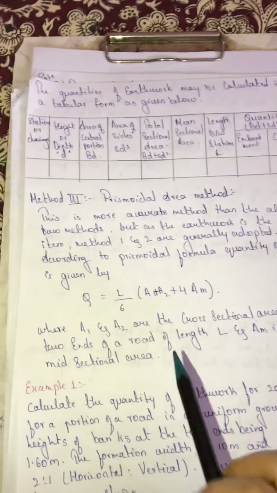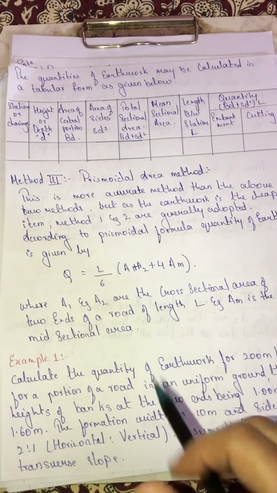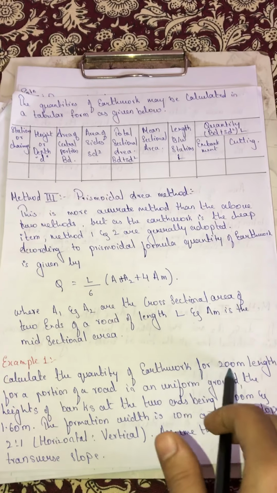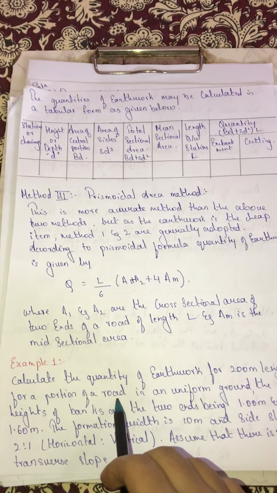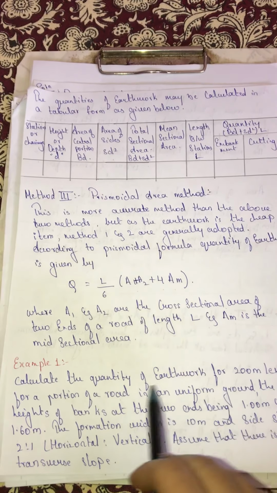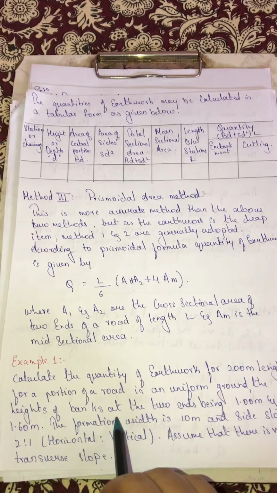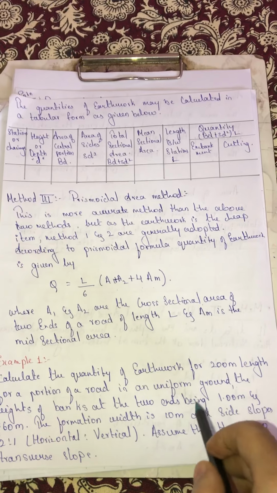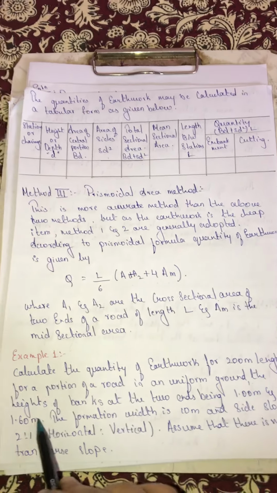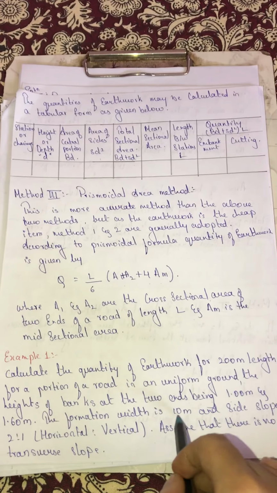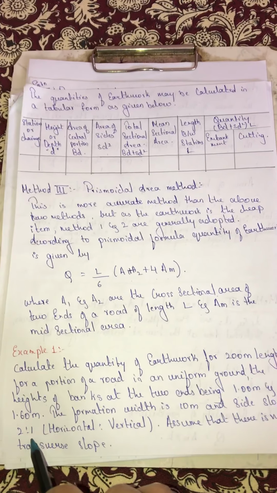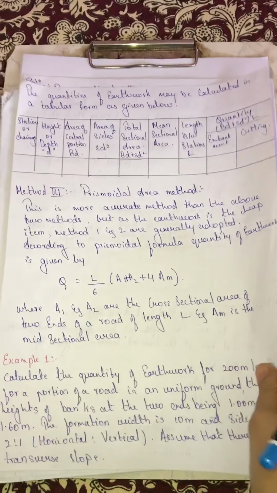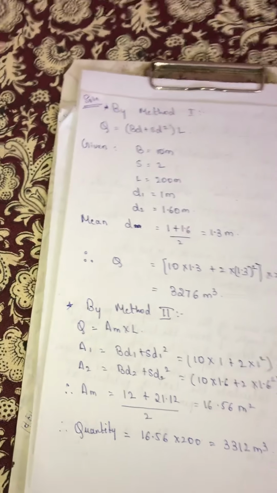So let us take two simple examples on how to solve by all three methods. First example: calculate the quantity of earthwork for 200 meter length for a portion of a road. In uniform ground, the heights of the banks at the two ends, D1 and D2, are 1 meter and 1.6 meter. The formation width B is 10 meter and the side slope is 2:1, so S is 2. Assume that there is no transverse slope. This will be calculated by all three methods.